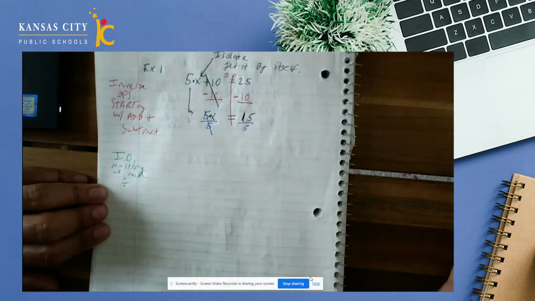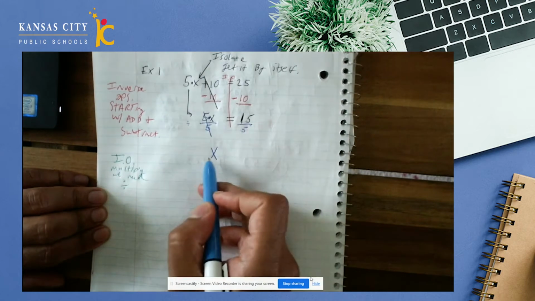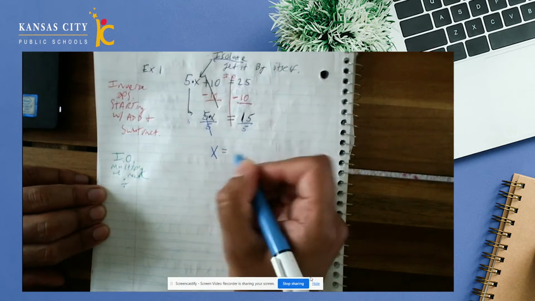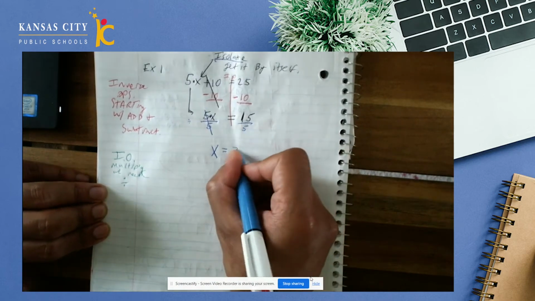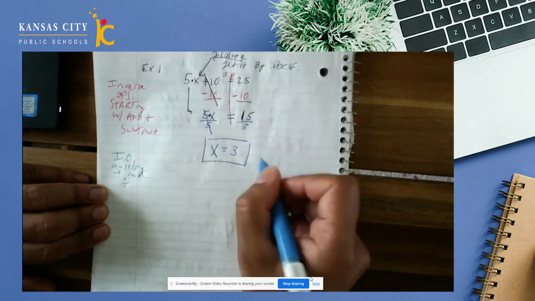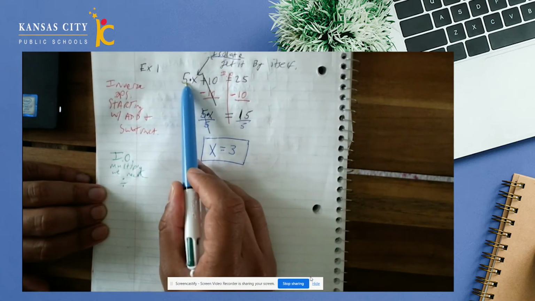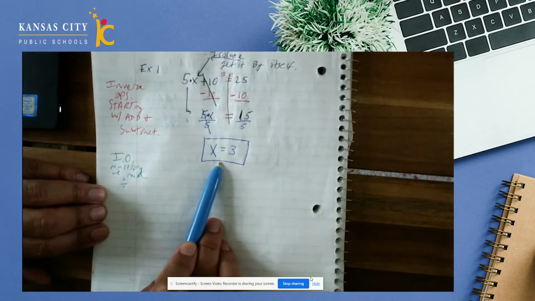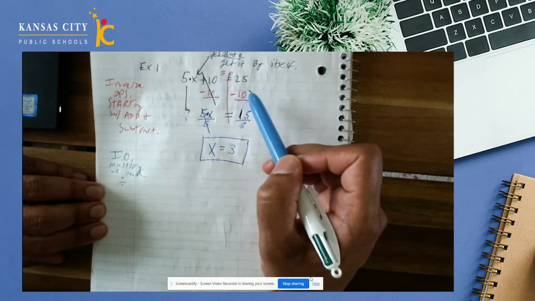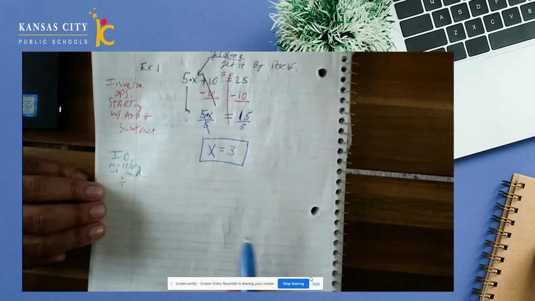So it disappears. It's just 1 times x, which is to say x. We've now isolated x. X equals 15 divided by 5, 3. X equals 3. That's the answer. That's the solution. So we went from a 2-step equation to a solution. 2 steps. First, get rid of the plus 10 with minus 10 on both sides. Then get rid of the times 5 with divide by 5 on both sides. We get one solution.